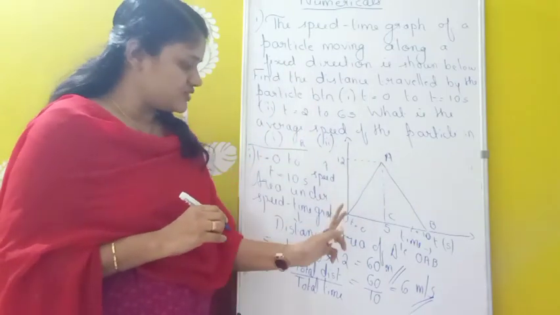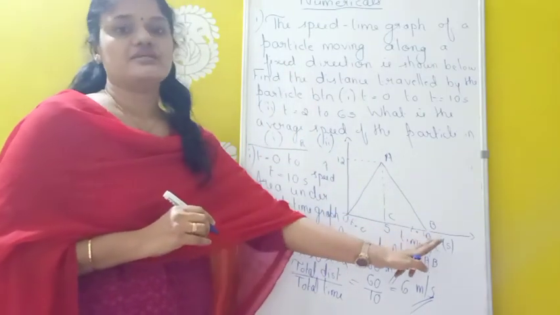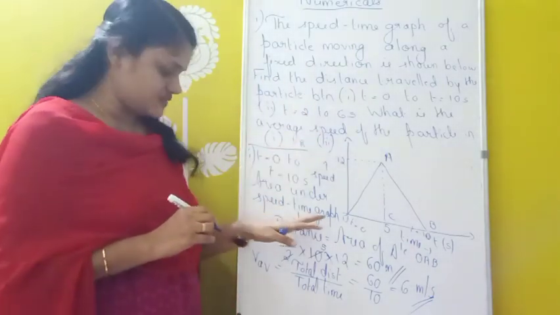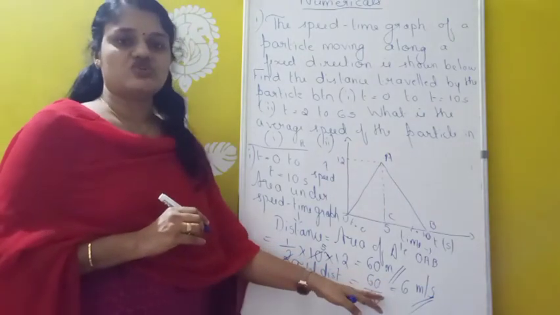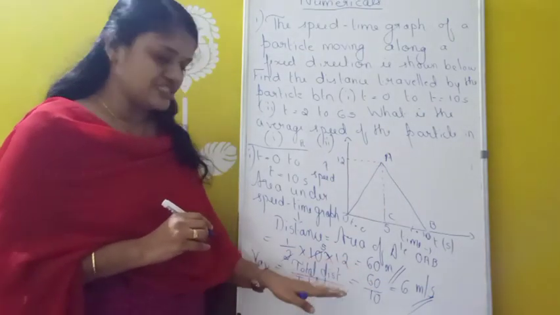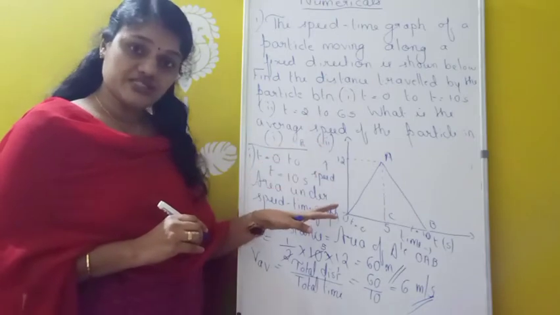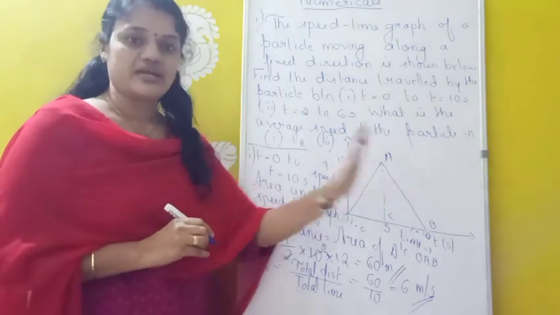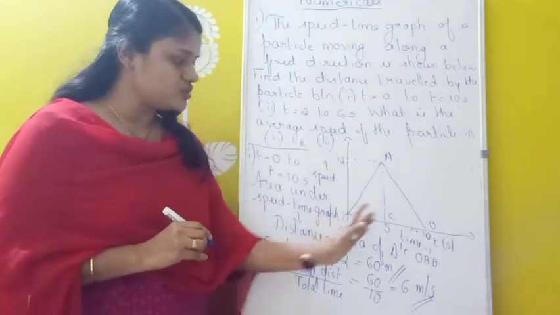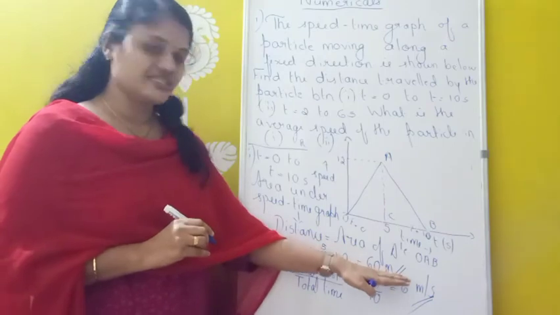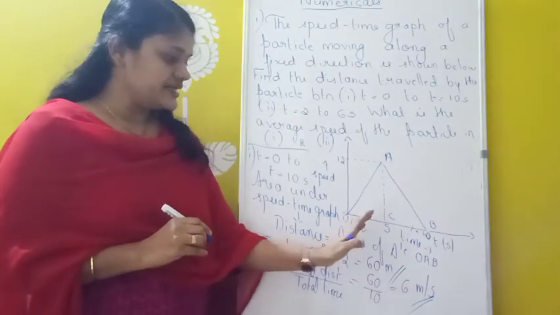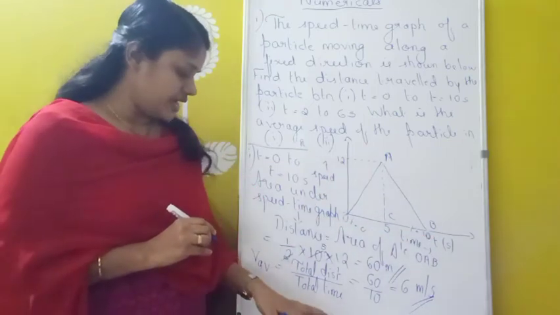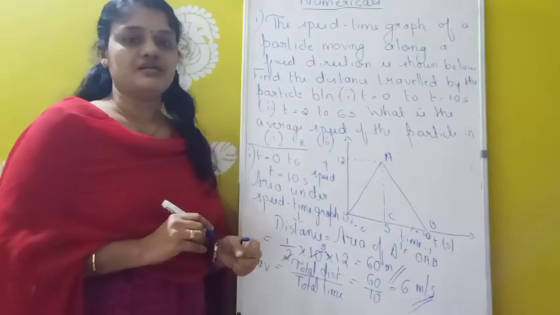So in the time interval t equals 0 to t equals 10 seconds, in the first case we found the distance covered as well as the average velocity. The formula is total distance by total time, and we find total distance as the area under the speed time graph. Here it is the area of the triangle, half into base into height. We got 60 meter as the distance covered in t equals 0 to t equals 10 seconds, and the average velocity is 6 meter per second.